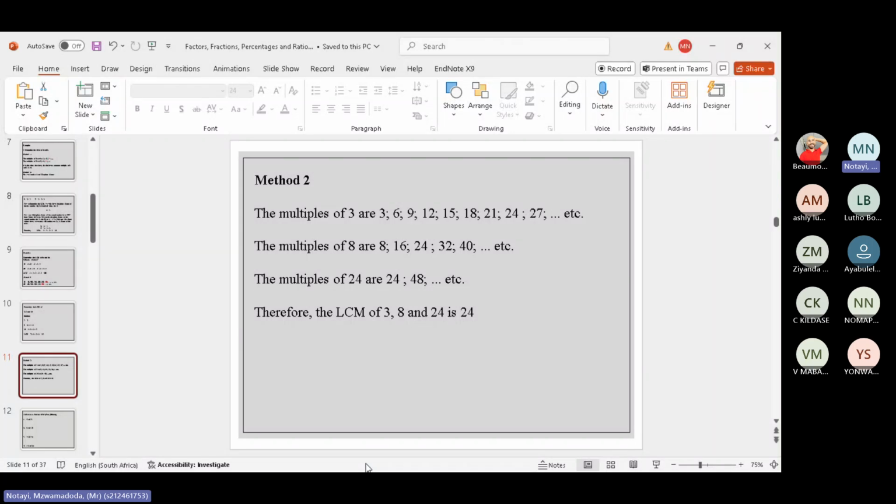Okay, so the multiples of 3 are 3, 6, 9, 12, 15, 18, 21, 24, 27. The multiples of 8 are 8, 16, 24, 32, 40, 48, and so on. The multiples of 24 will be 24, 48, and so on. So looking at the list, you see that the lowest of those multiples is 24. So the LCM of 3, 8, and 24 is 24.